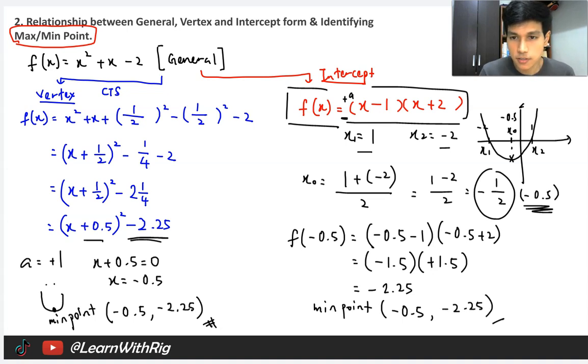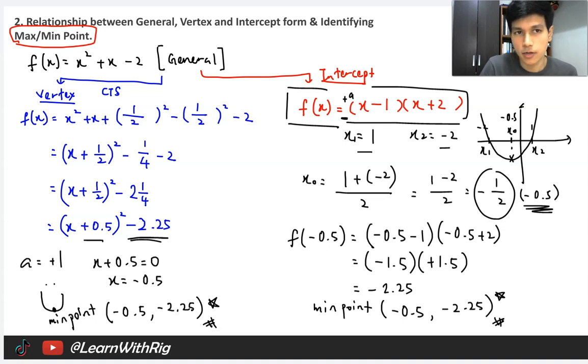If you notice, both answers are the same, correct? It should be the same because it's from the same equation. It's only a different form. Whether you're solving the question using vertex form or using intercept form, both ways will give you the same answer.